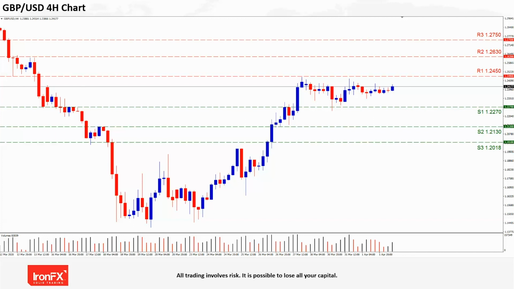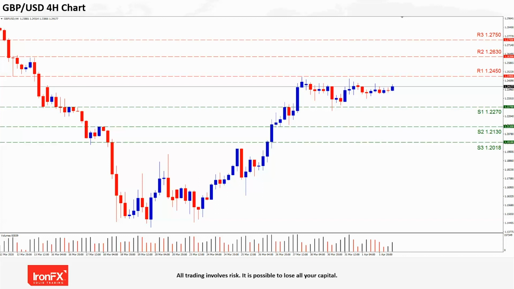Traders should be aware of the Market Services PMI final reading to be released on the 3rd of April, Friday, and also the US employment data on the same day that could move the currency pair. Technical analysis. Please note the currency is moving in a sideways motion between the R1 1.2450 resistance level and the S1 1.2270 support level.